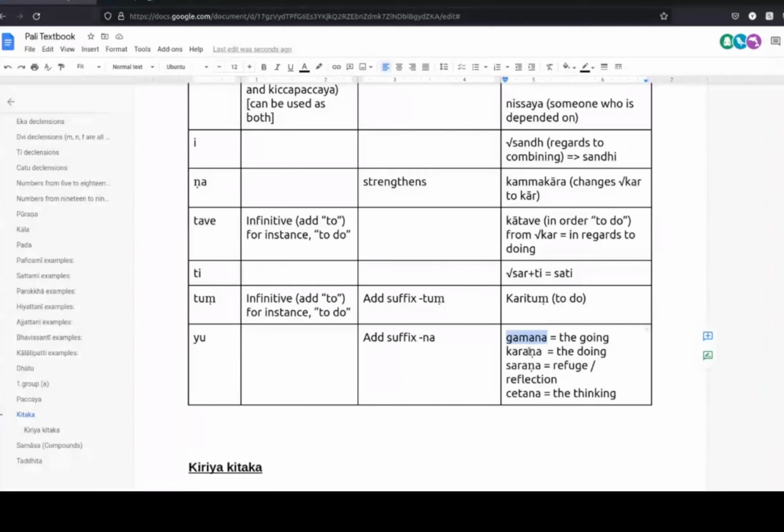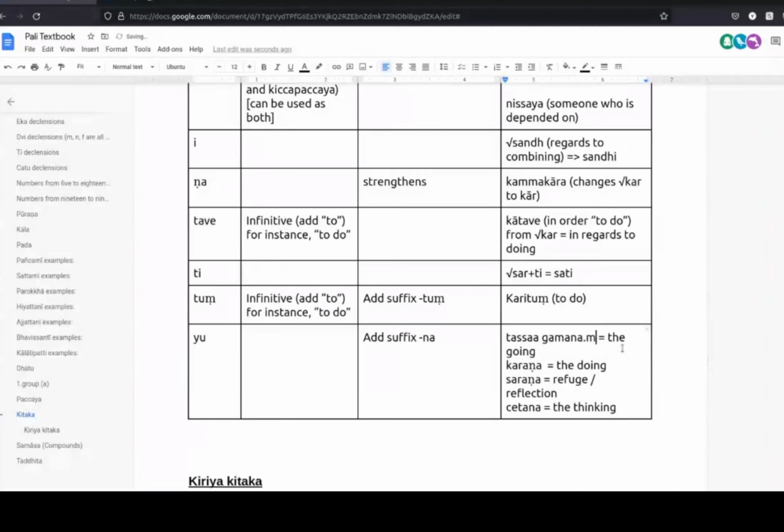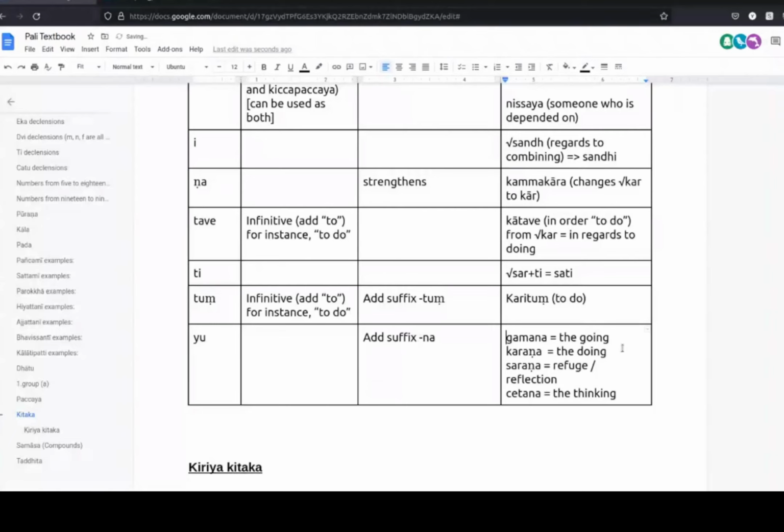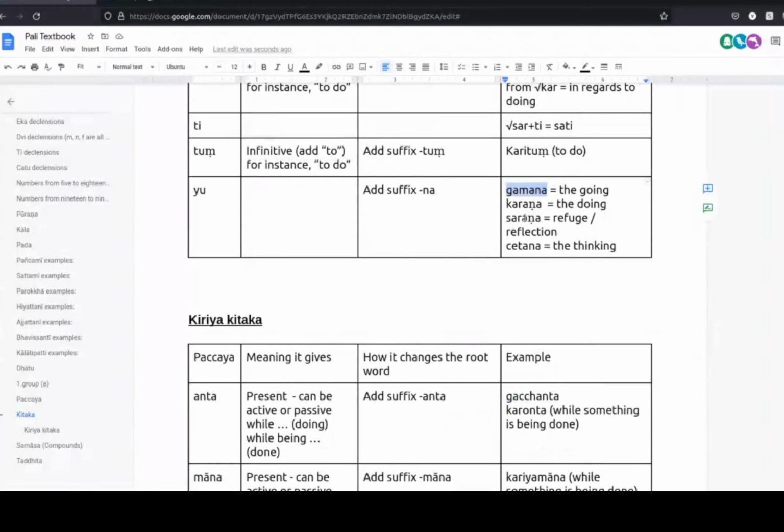That gives you something like this, the going. So when you talk about the going, this is a way of speaking in Pali. Like if you say, her going will make everyone unhappy. That's how you'd say this. The going of her, it would be tassa gamana, because it's probably neuter. Yeah, it's going to be neuter. This is her going, tassa gamanaṃ, makes everyone happy or unhappy or whatever. And you'll see this sort of thing quite common. Try and remember the na endings as being a noun from the root.